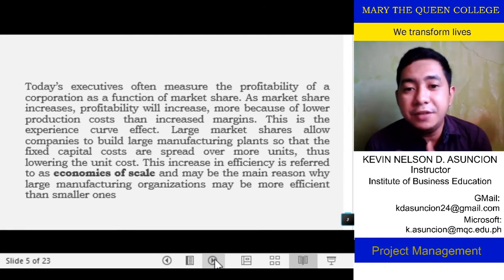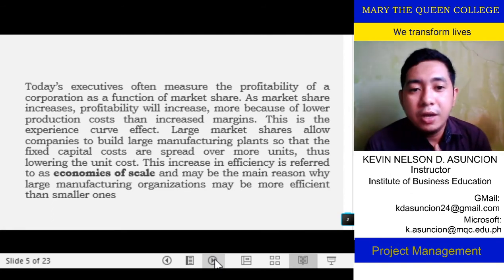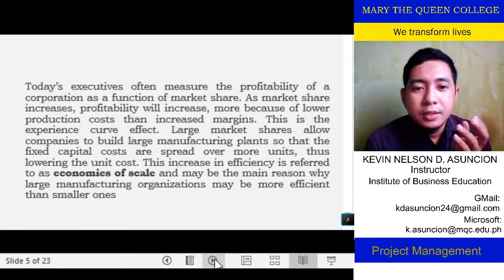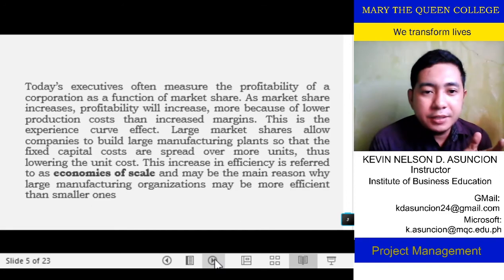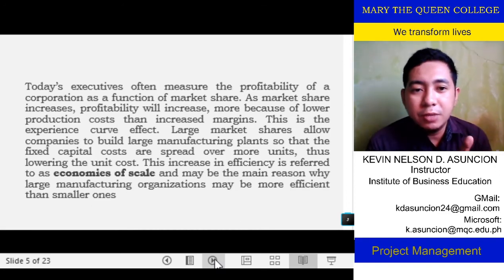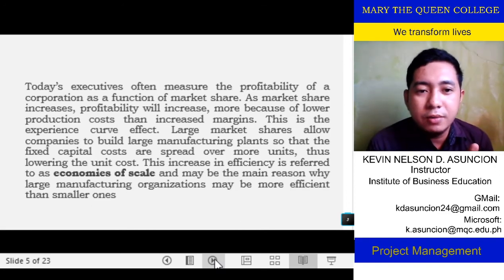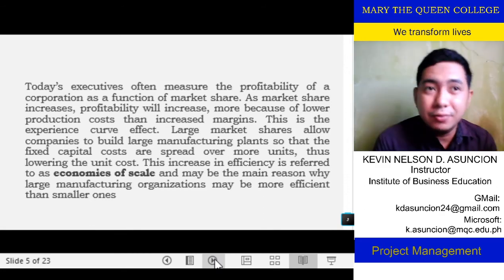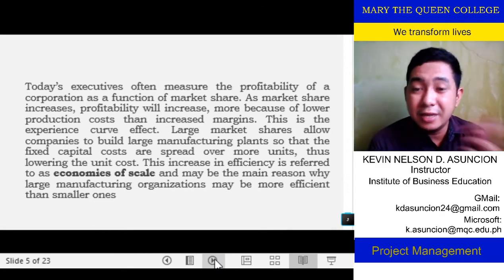This increase in efficiencies is referred to as economies of scale, no? So paano ba yan? Companies build large manufacturing plants so that it lowers the unit cost, no? So nung maliit pa lang yan, maliit yung capabilities nila, minsan mas mahal.